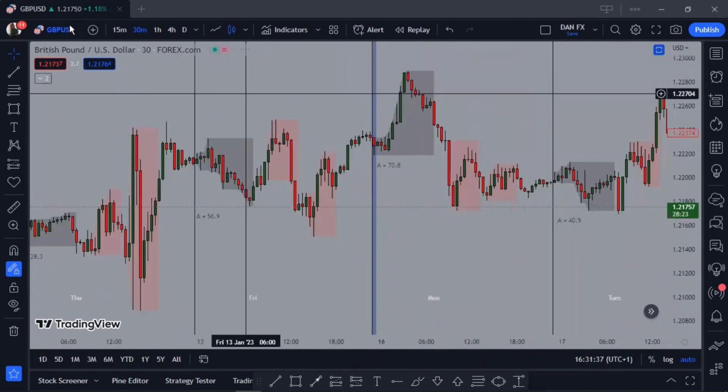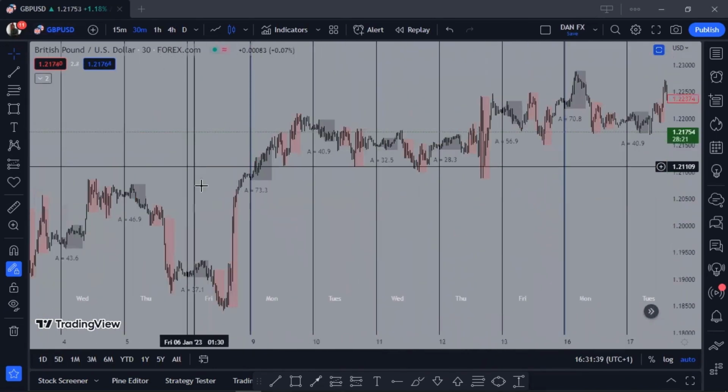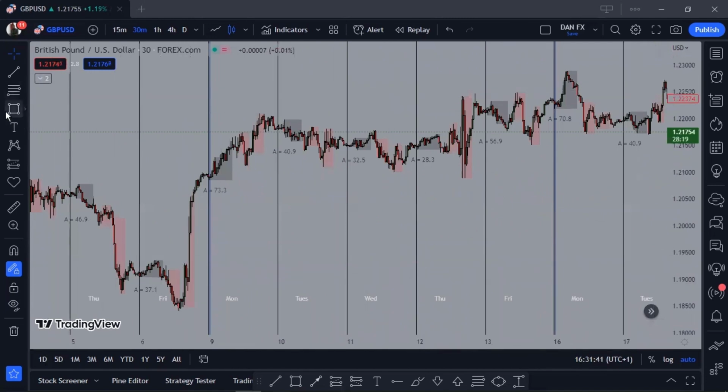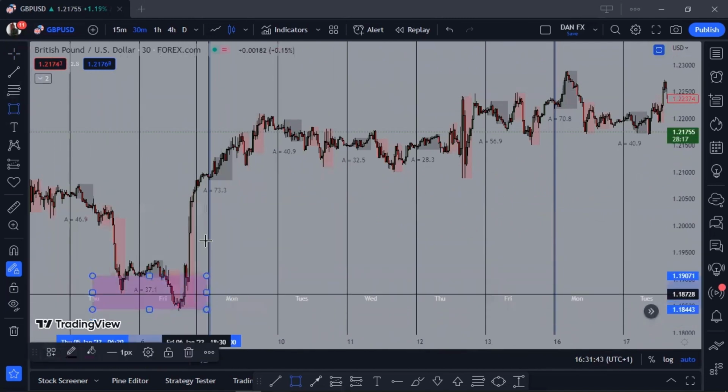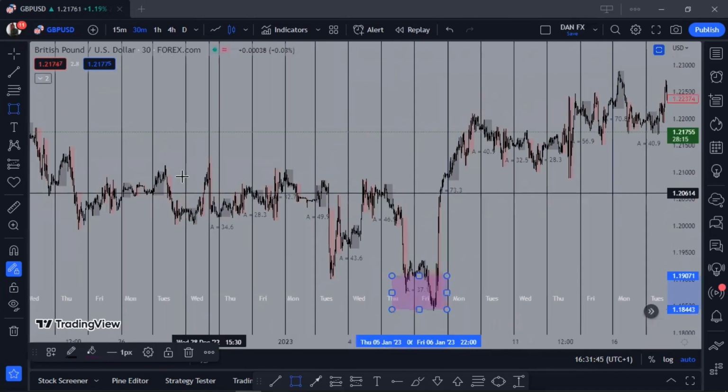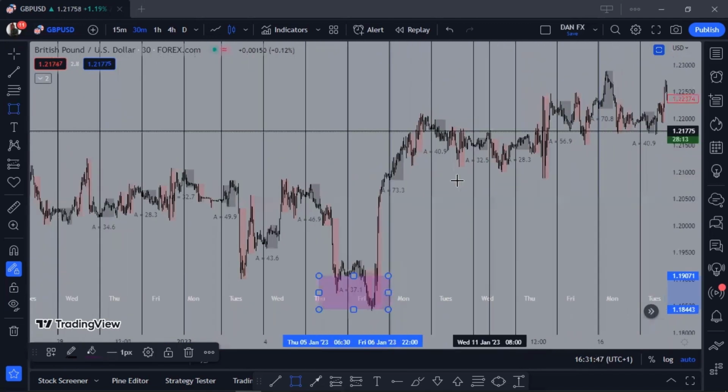So here's another example on GBP USD. Now, if you zoom out, you can see this is an uptrend. We had a reversal down here, so we're in an uptrend. All right, it was previously a downtrend, but now we are in an uptrend.